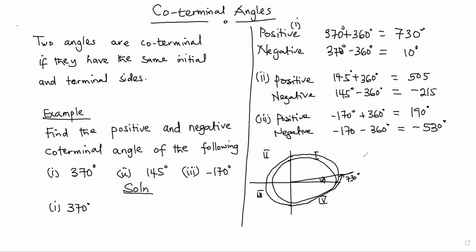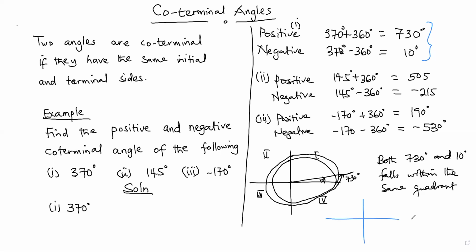So telling us that both 730 and 10 degrees fall within the same quadrant, which is quadrant 1. So you look at it, for the positive part, we added 360, we got 730. For the negative side, we subtracted 360 for this question, then we got 10. And when we drew it, all of them fell in the same quadrant. Let me do the second one.